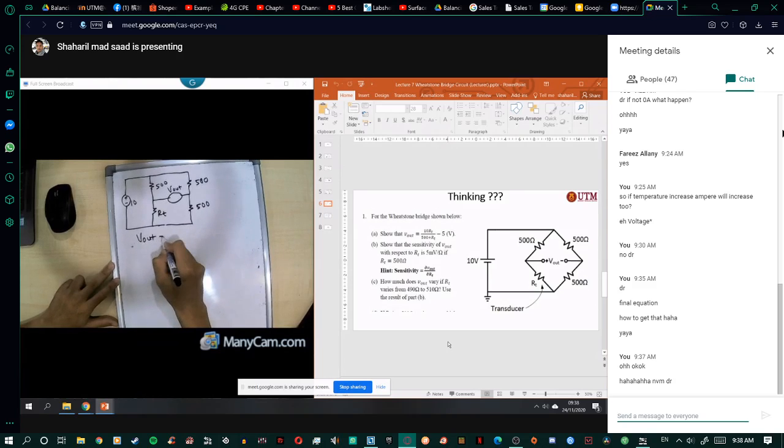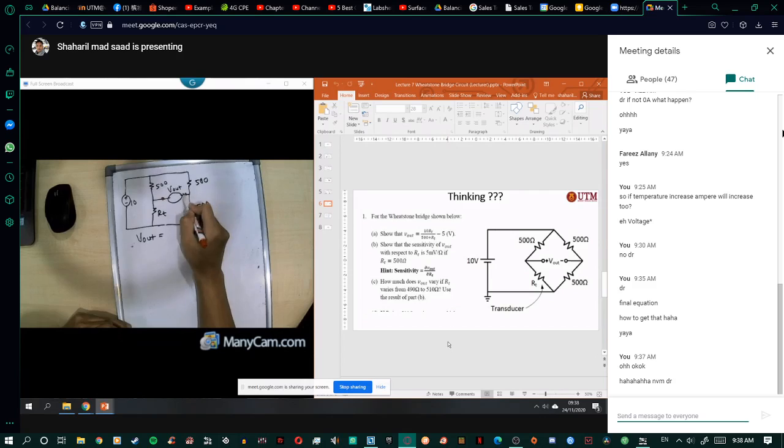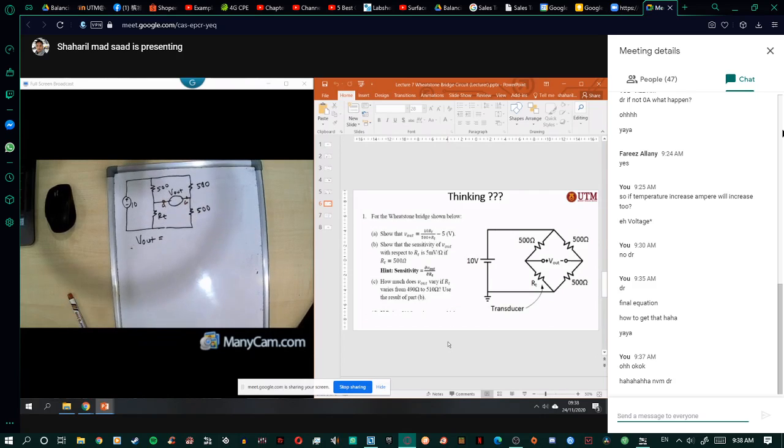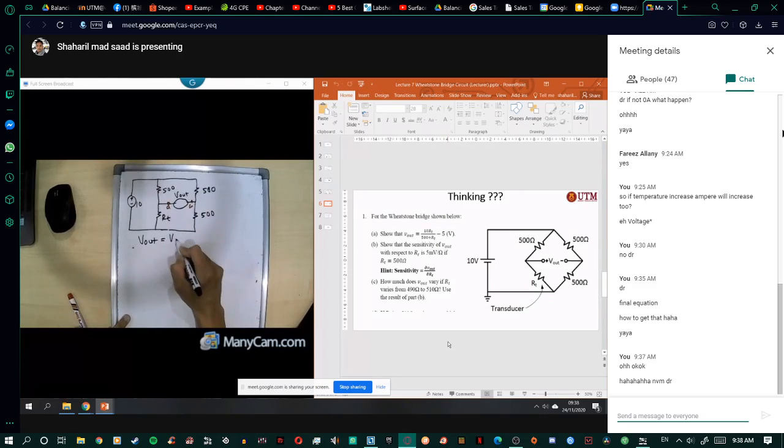Yep, simple. V out, you just take this point A and point B here. So here we got VA minus VB. So RT divided by 500 plus RT, you times with 10. Okay.